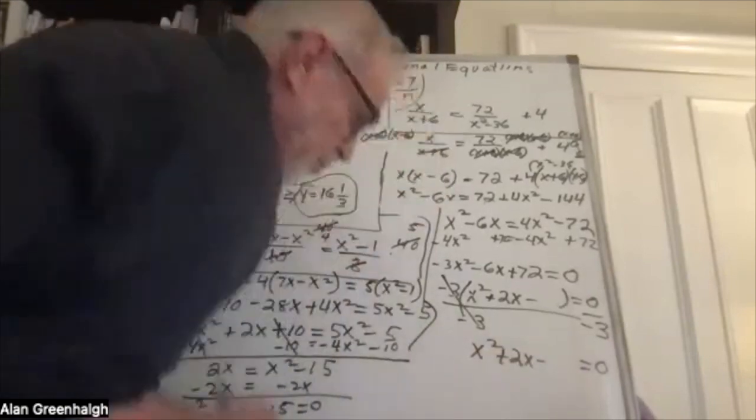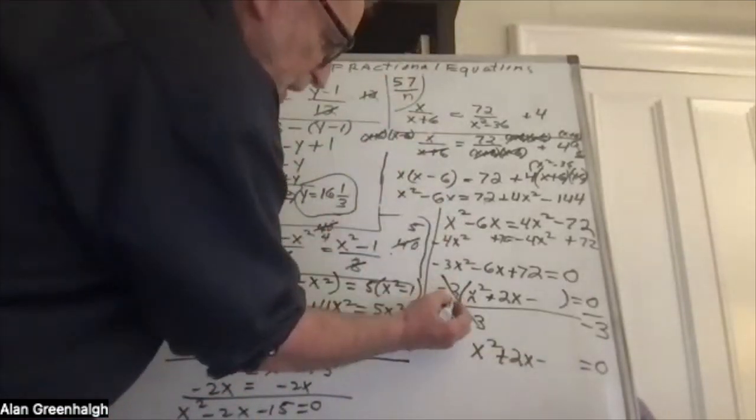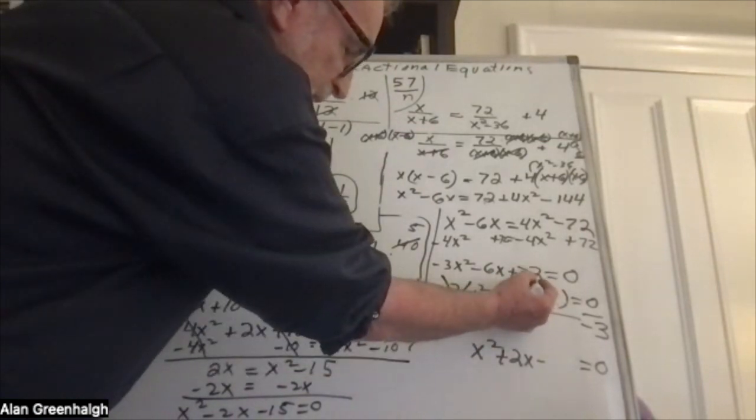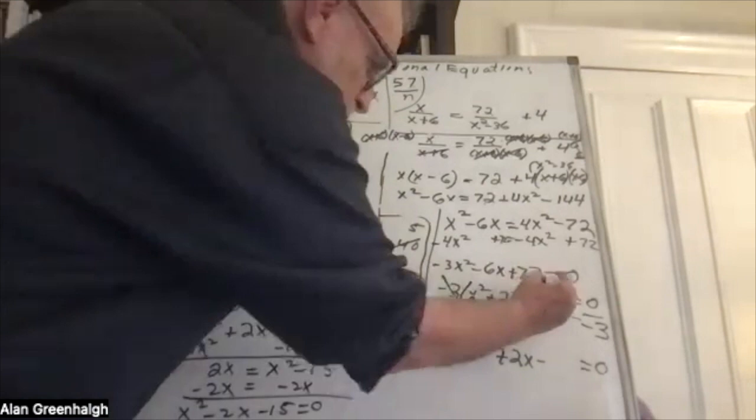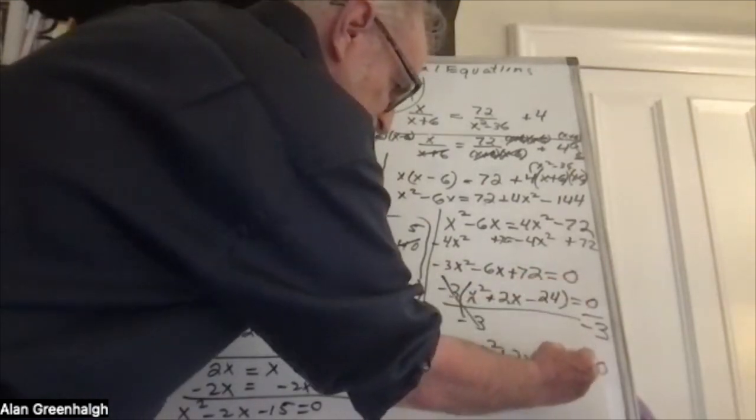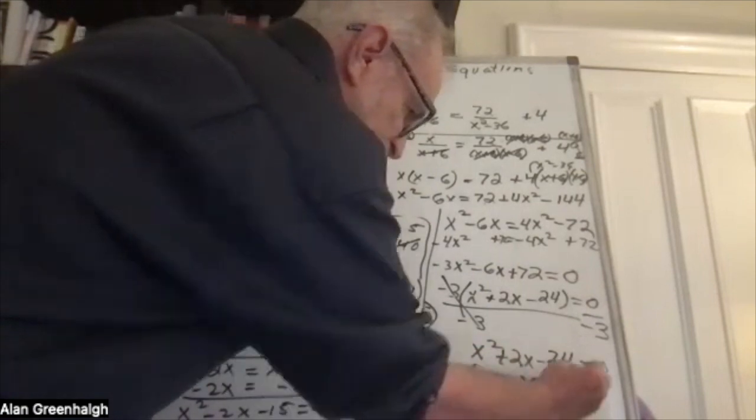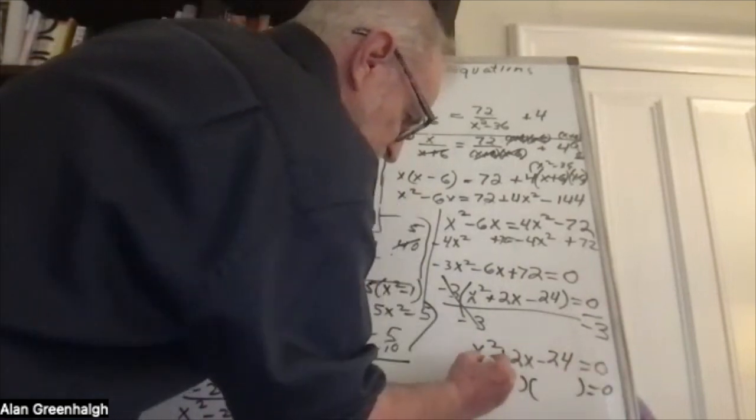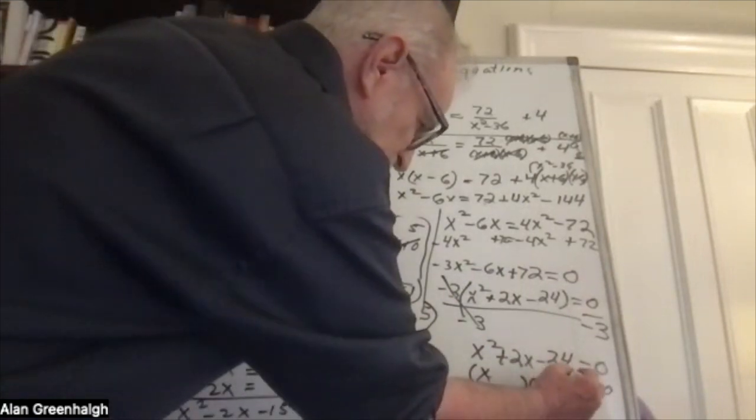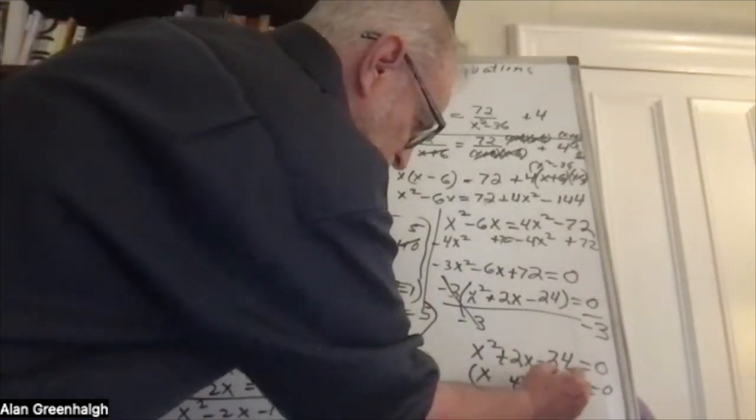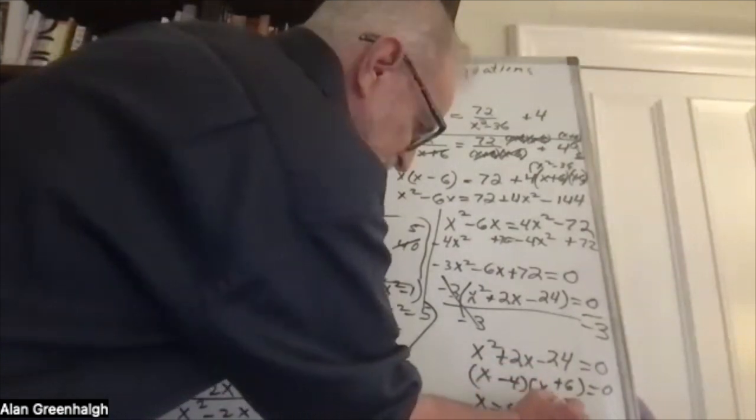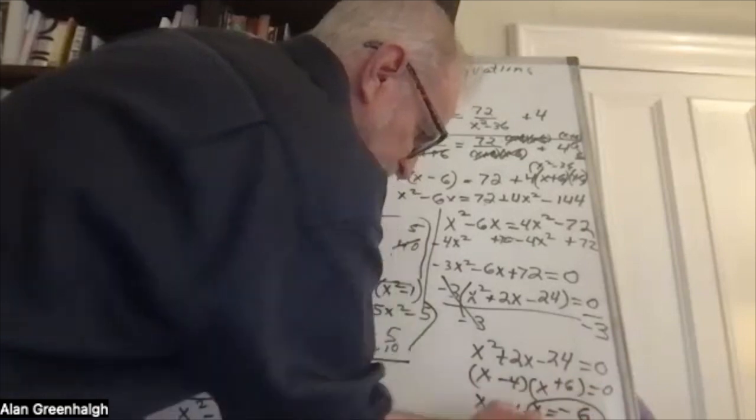See, the problem was when I factored out the 3 from 72, it is equal to 24. So this should have been a 24, and now you could factor it. And that's what the problem was. And this is now 6 and 4, positive and negative. X is equal to 4, and X is equal to negative 6. These are the two answers.